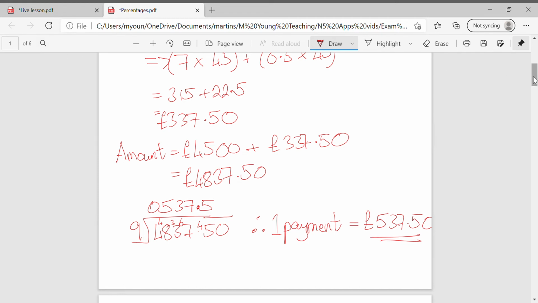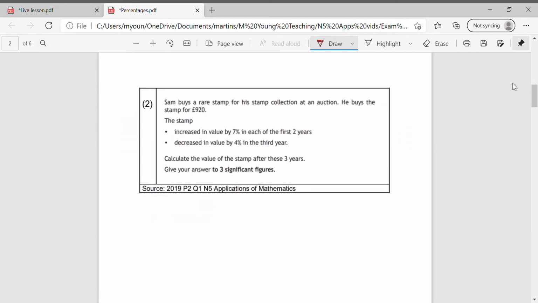Okay, next question. Question 2. Sam buys a rare stamp for his stamp collection at an auction. He buys the stamp for £920. The stamp increased in value by 7% for the first 2 years, and then decreased in value by 4% the third year. Work out what it was worth after 3 years. Make sure the answer is to 3 significant figures.